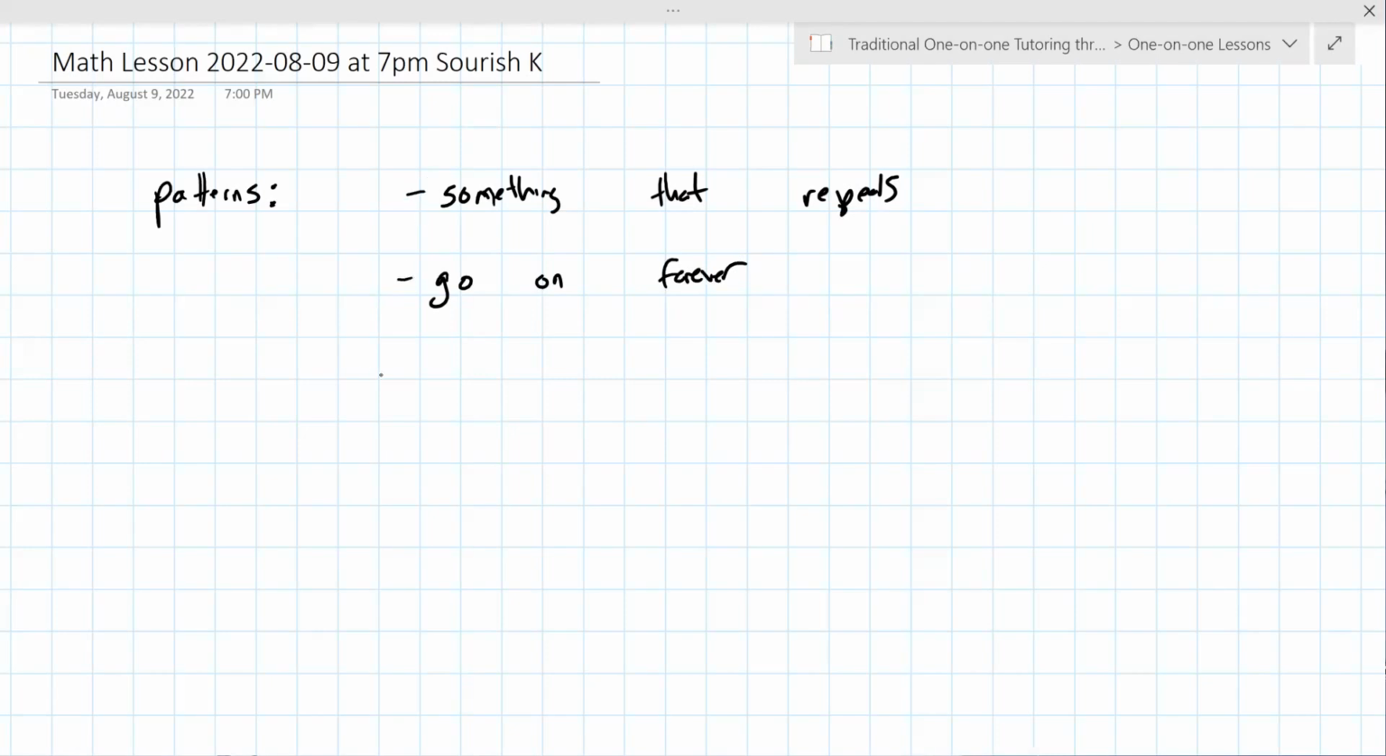So let's look at a pattern here with numbers, because it's obviously math. Okay. So here is a pattern. What is the pattern in words? Like 5, 6, 7. So I'm not asking you to tell me in words. What do you see here?